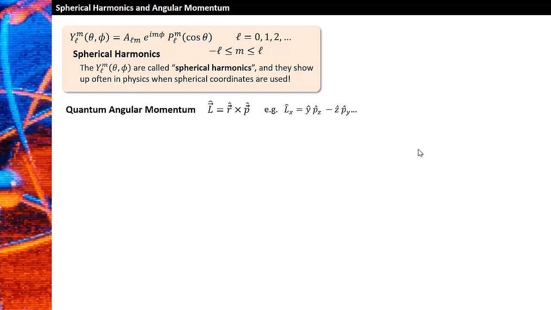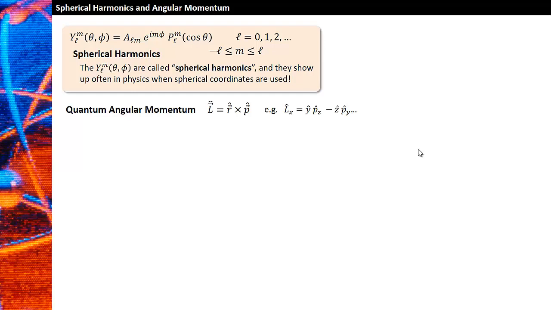Hello! In this video we're going to try and make a connection between the spherical harmonics, which were solutions to the three-dimensional Schrodinger's equation, the angular part of that, and the eigenfunctions of quantum angular momentum. And in doing so, we'll give some physical interpretation to the quantum numbers L and M that came up from spherical harmonics. So first, let's just remind ourselves of quantum angular momentum.